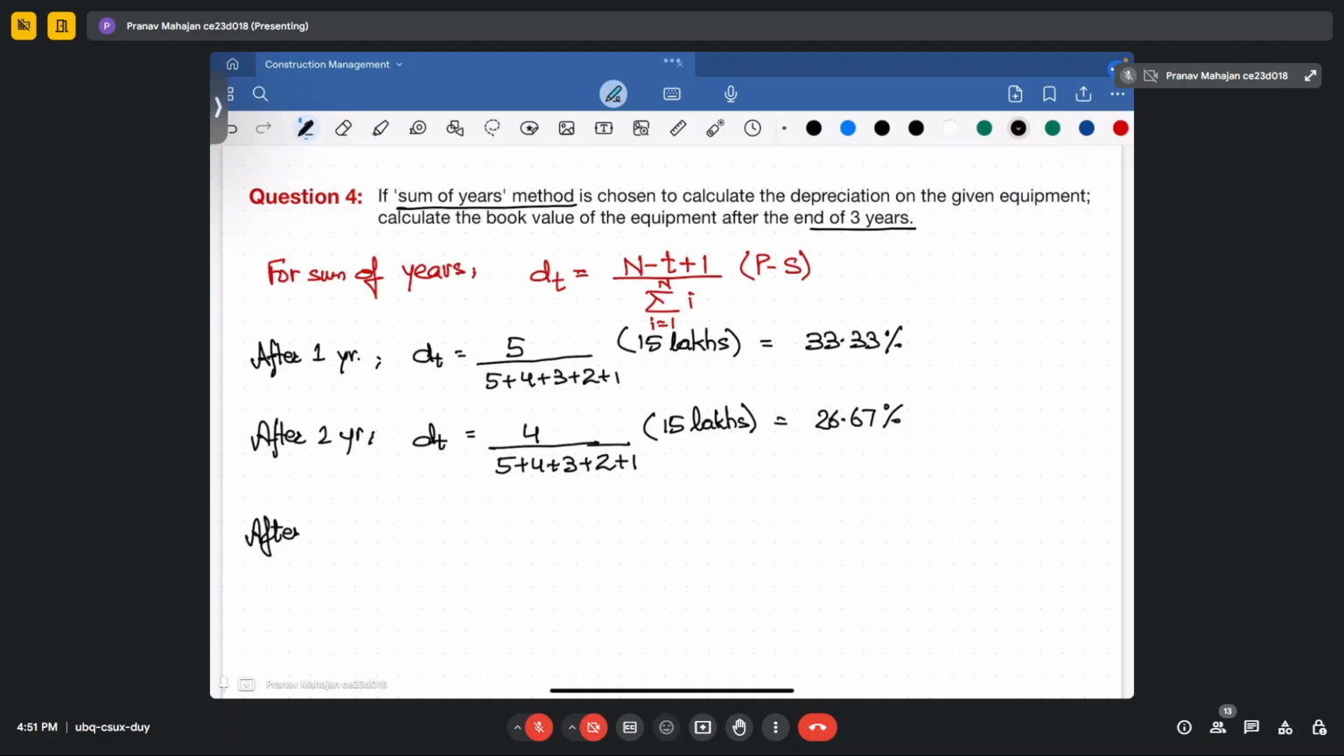After 3 years, your Dt will become 3 upon 5 plus 4 plus 3 plus 2 plus 1. Now, in this case, you don't have to remember the formula. Just decrease your total years by 1 in each year and then multiply it by a certain amount. Then you will get the percentage decrease in the value. This comes out to be 20%.